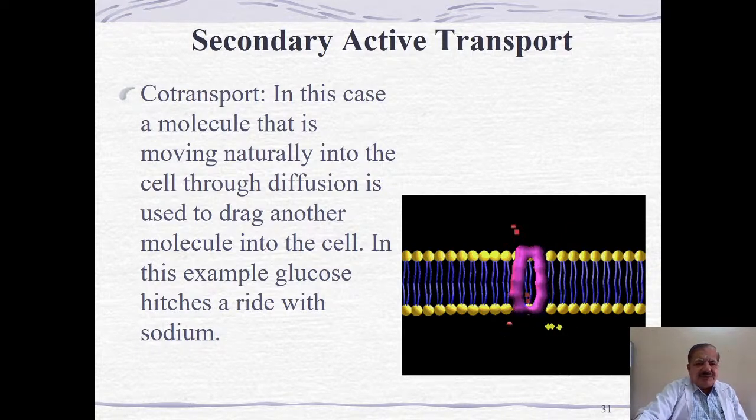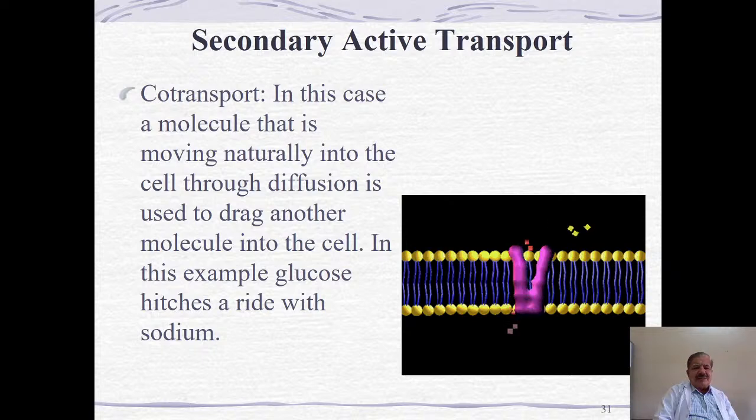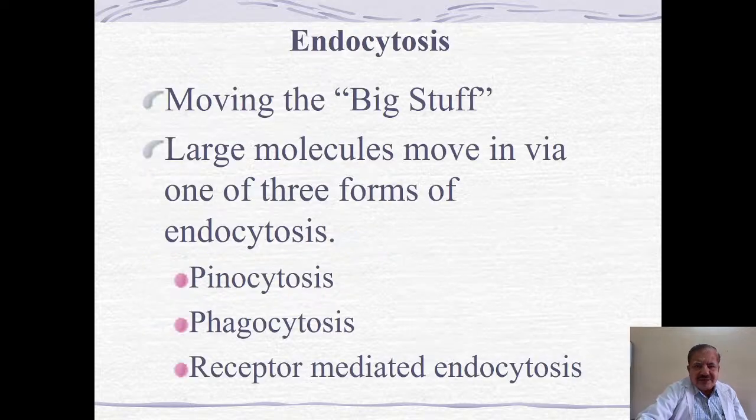Secondary active transport is due to co-transport. In this case, a molecule that is moving naturally into the cell through diffusion is used to drag another molecule into the cell. In this example, glucose hitches a ride with the sodium. That is, sodium is going along with the glucose. That is secondary.